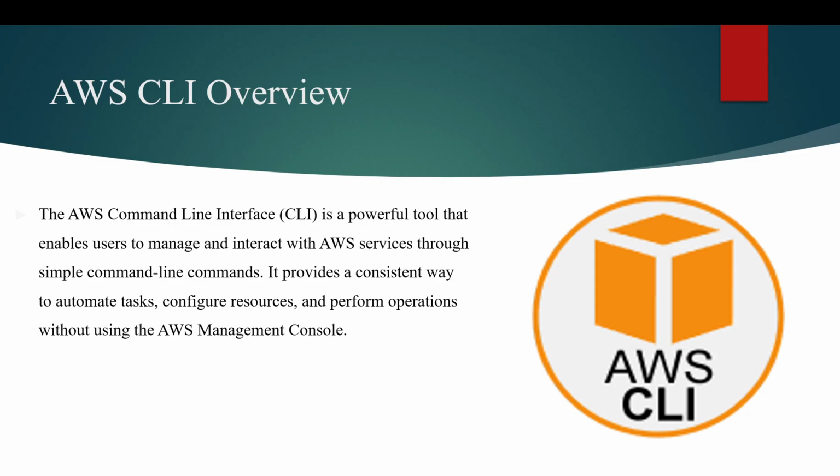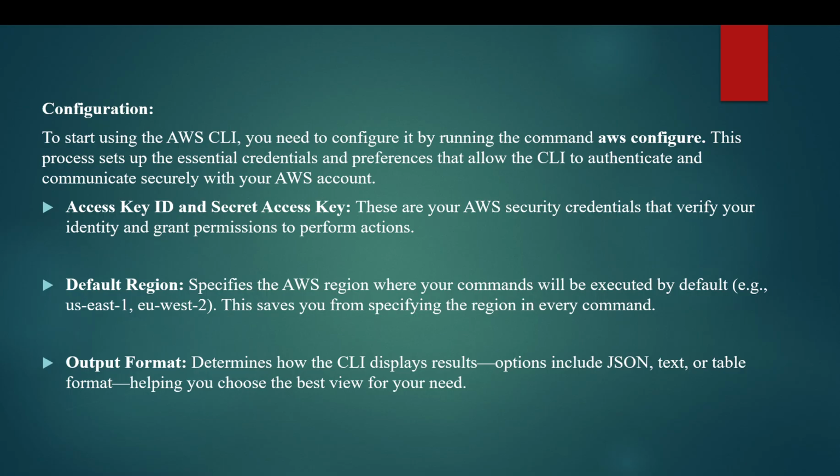AWS CLI overview. The AWS Command Line Interface is a powerful tool that enables users to manage and interact with AWS services through simple command line commands. It provides a consistent way to automate tasks, configure resources, and perform operations without using the AWS Management Console.